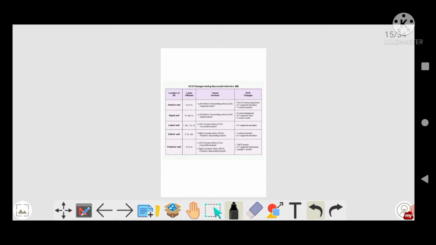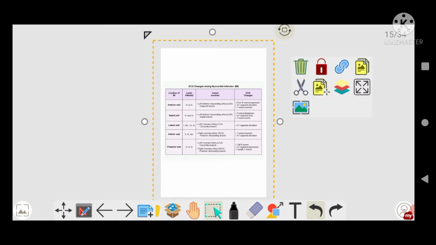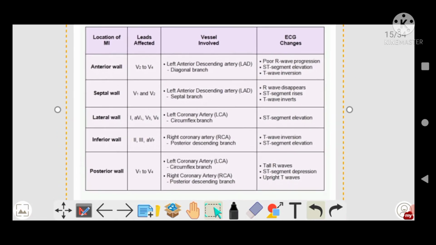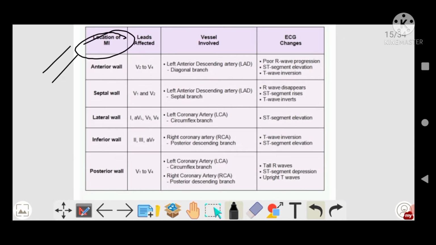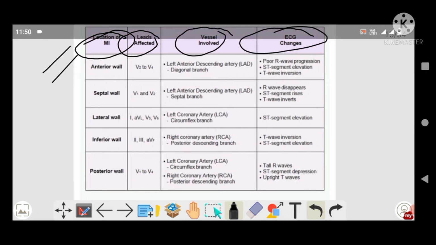So what all changes can we see in the ECG waves of MI? Let's see. This chart is based on the location of your MI and the leads where you can see the changes. And what are the vessels involved and what will be the ECG changes. Let's first look at this, and after that we'll go to the tracings.